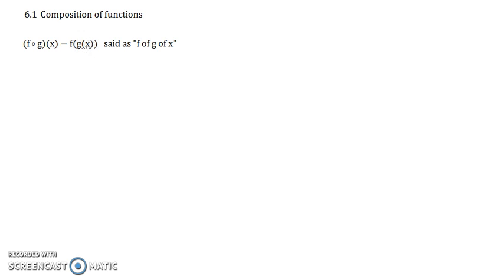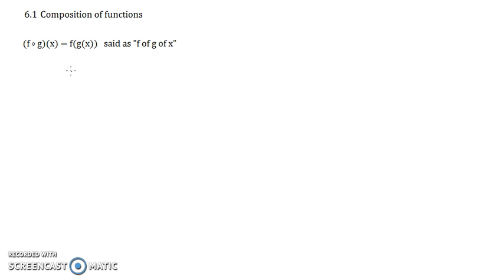So we've seen g of x before. We've seen f of x before. Now we're putting them together. So this is a function inside of another function. So we've got f of g of x. Both of these are read as f of g of x.